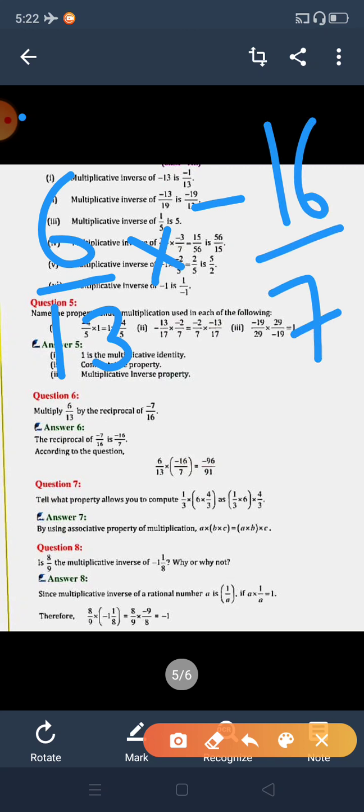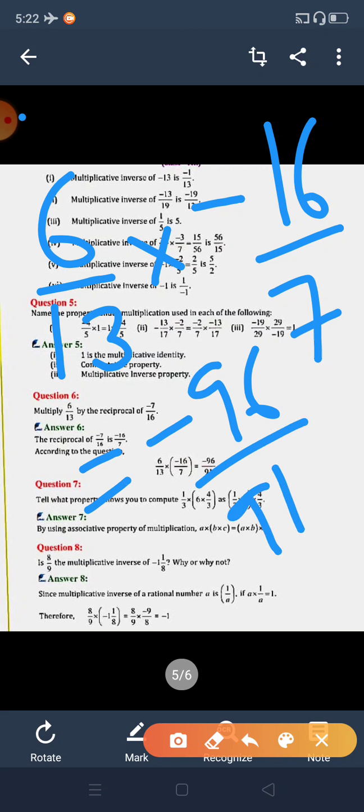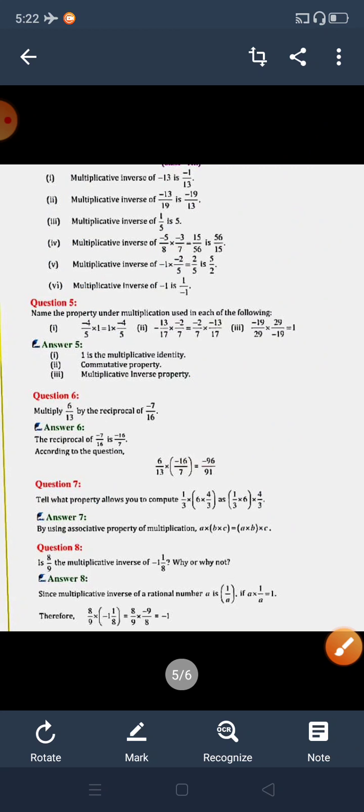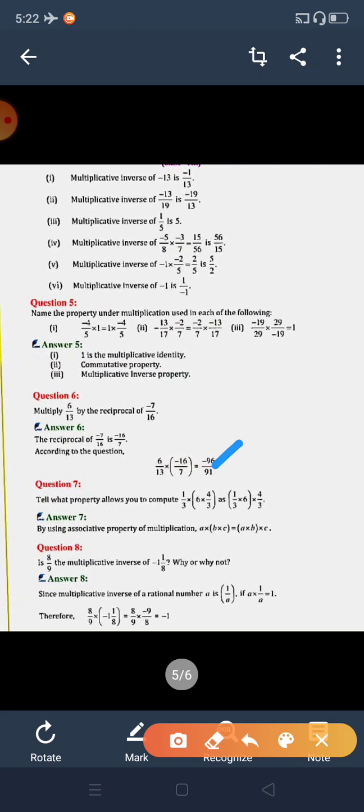So the reciprocal of minus 7 by 16 is minus 16 by 7. So we just simply multiply, and we will get the answer minus 96 by 91. 13 sevens are 91, 16 sixes are 96. The minus sign is there, so your answer is minus 96 by 91.